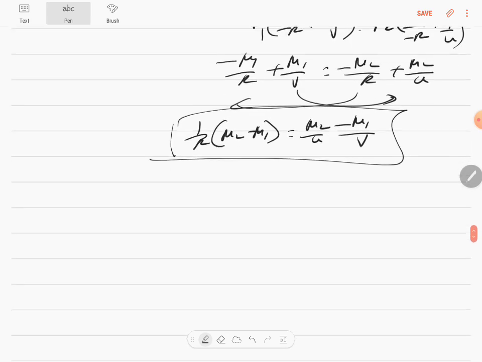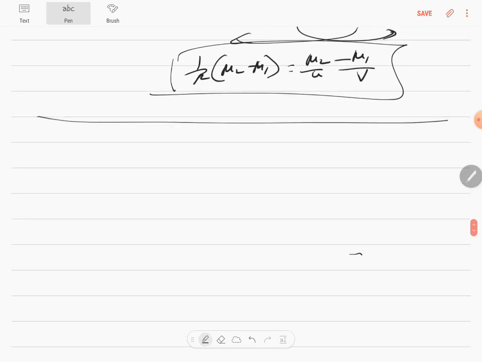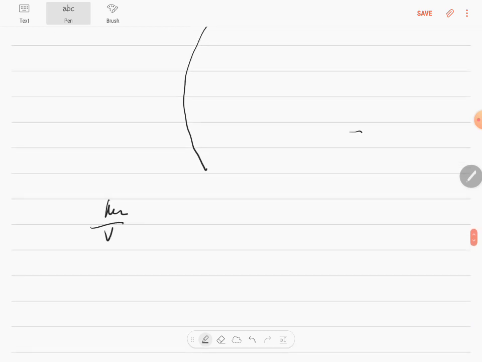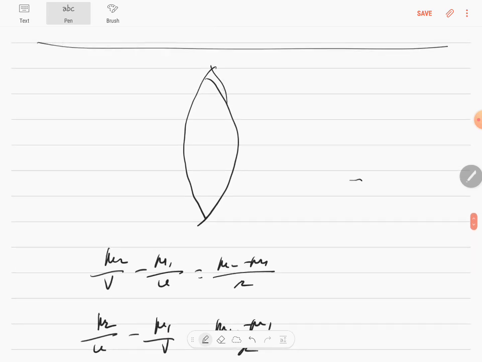Okay, so the next is about lens makers. They ask you about lens makers. It's a combination of these two, because you have this surface in which the formula was mu 2 by V minus mu 1 by U is equal to mu 2 minus mu 1 by R, and this surface, which was mu 2 by U minus mu 1 by V, which is mu 2 minus mu 1 by R. You're going to change it around because you're going to use the combination of this.